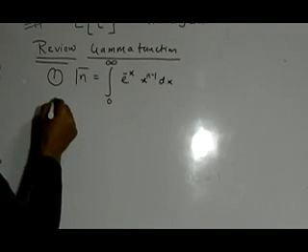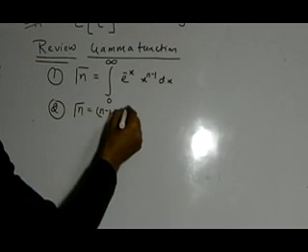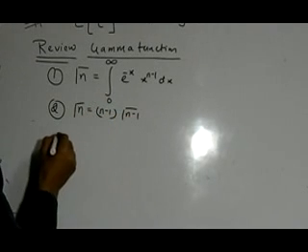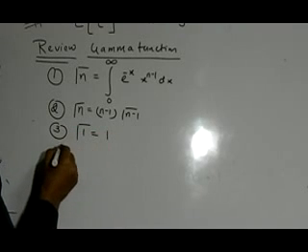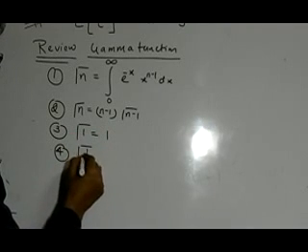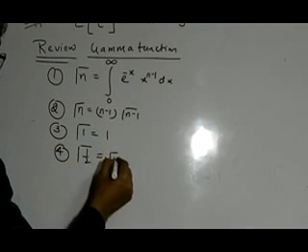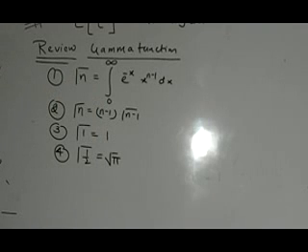Review number 2, the property of gamma function: gamma n is n minus 1 into gamma n minus 1. Property number 3, gamma of 1 is 1. Property number 4, gamma of half is square root of pi. And please note that gamma of only positive numbers is defined. Only certain negative numbers are there for which we can talk about the gamma.